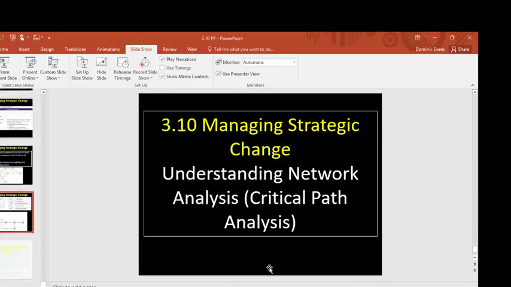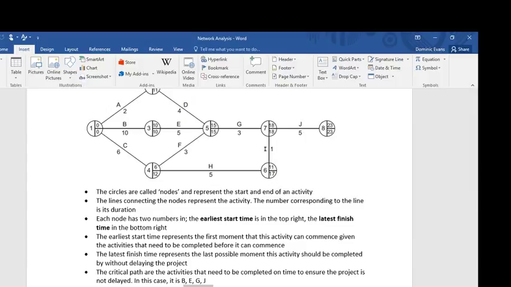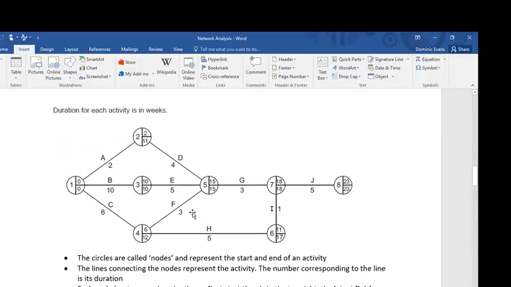So let's try and interpret that a little more. Hopefully you can see this okay. What we've got here is a diagram with circles on it. The circles are called nodes and they represent the start and the end of an activity. The numbers on the left hand side don't mean very much, they're just the number of the node. The numbers on the right hand side are far more important for understanding the diagram. The nodes do not represent an activity. It's the line between the nodes that represents the activity.